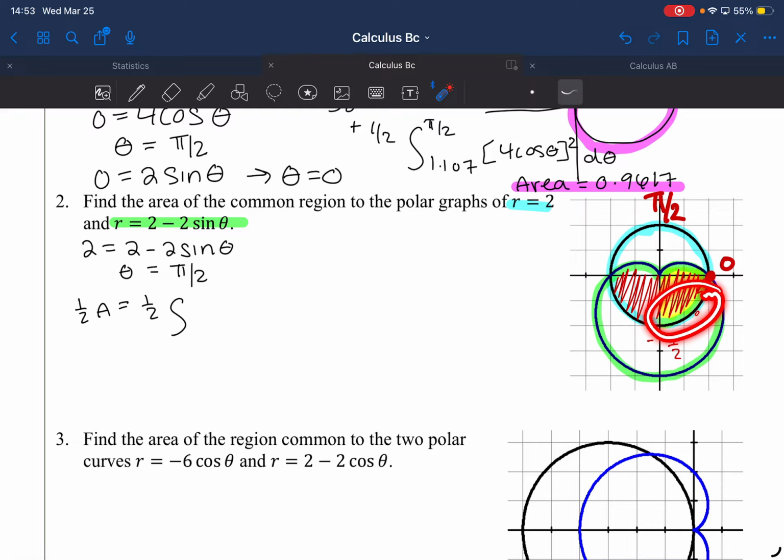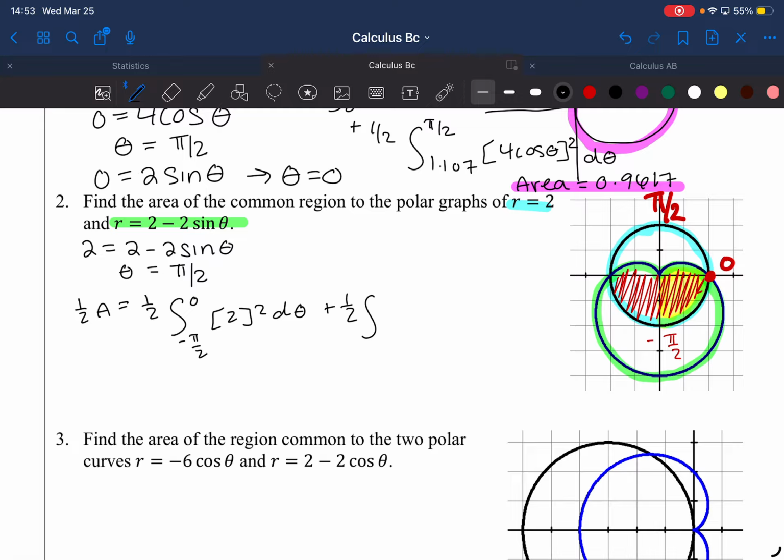So r is equal to 2. And so since the bottom of this is at negative pi halves, I'm going to go from negative pi halves to 0. That would be my first one. Okay, of r squared, so that is 2 squared d theta. Again, that is the bottom of that shaded area where they overlap.